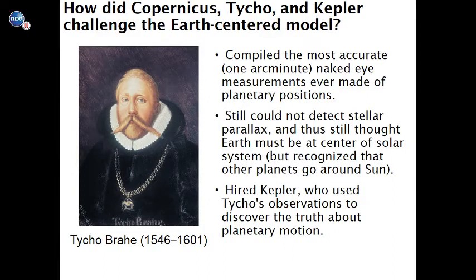So he still couldn't detect parallax, even with being the best observer of his time. So he thought the Earth had to be at the center of the solar system. But he decided that maybe the other planets go around the sun instead. Maybe he could make a hybrid model. And that didn't work at all. Like, that was a horrible model.